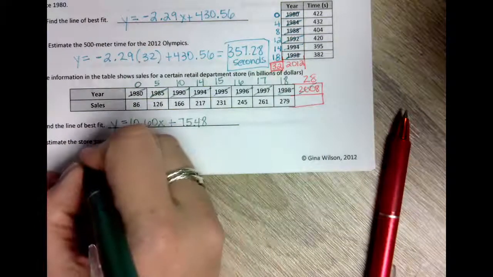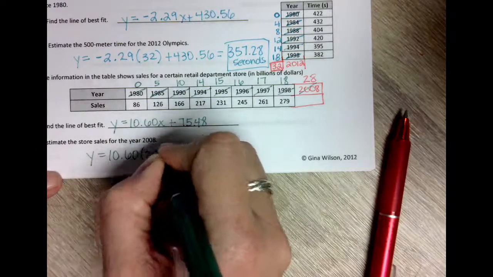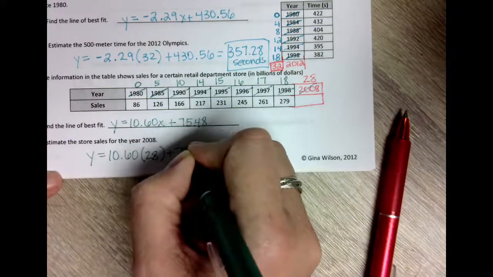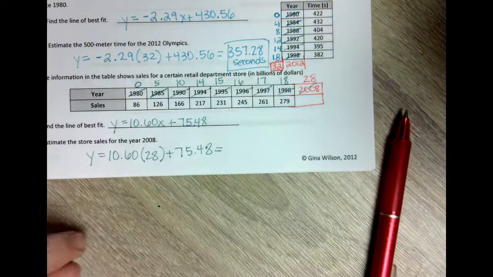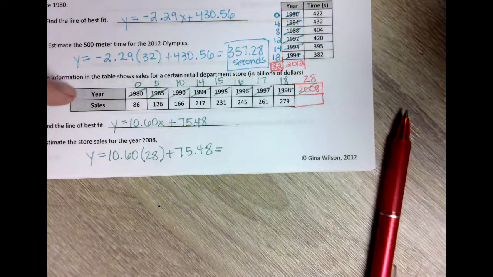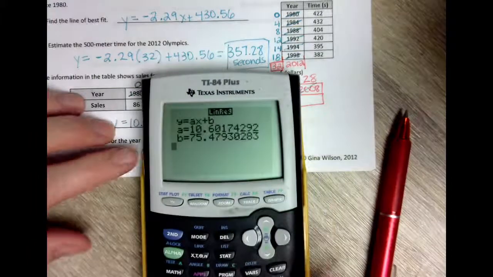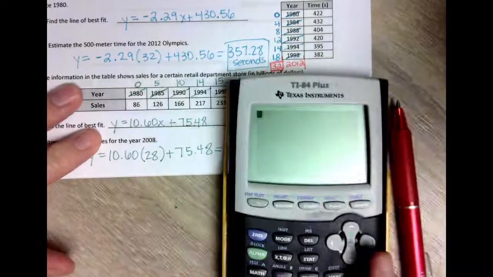So now I'm going to do y equals 10.60 times 28 plus 75.48 equals, now what kind of number am I going to get? A decimal, and what kind of way am I going to write it? It's sales, which is what? Dollar bills. Okay, so to get off this screen, I go second and quit. I put this in the calculator.